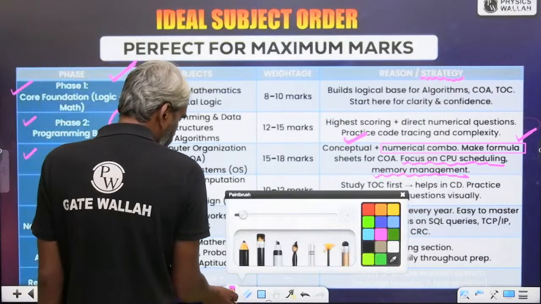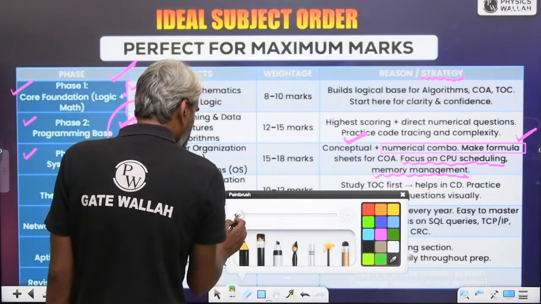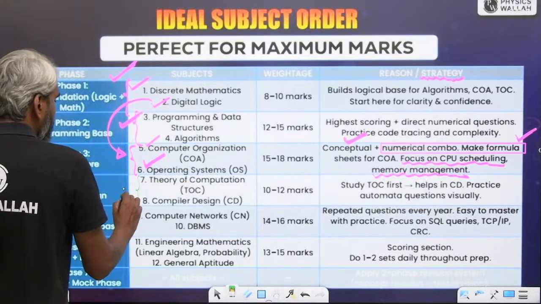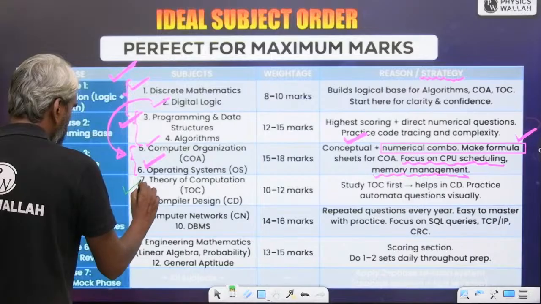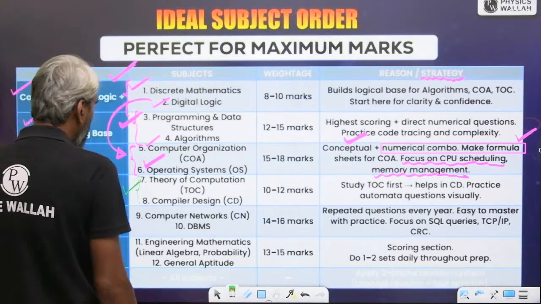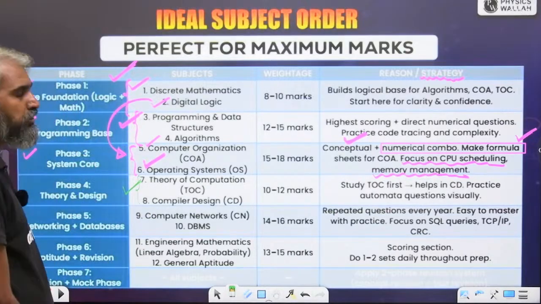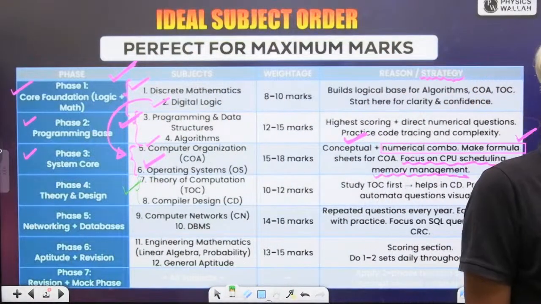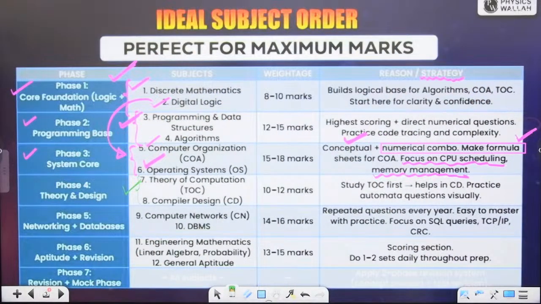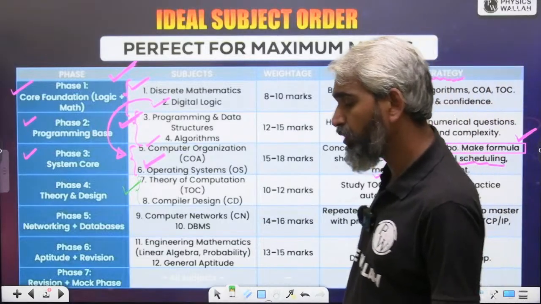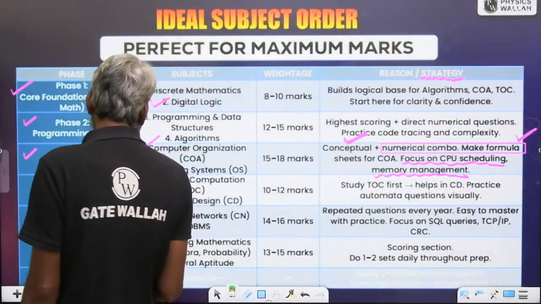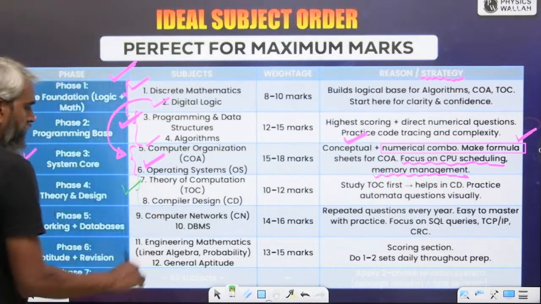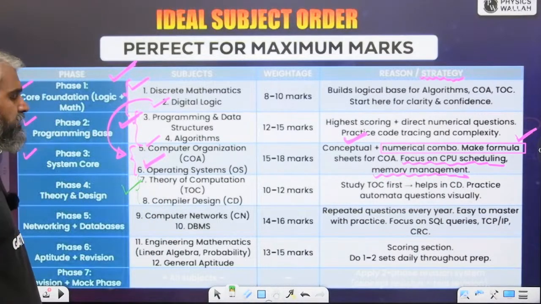Now the next thing is, sir, you may think, TOC and CD, why are these two together? Compiler design may not have that much weightage, but as I said, if you think in terms of greedy algorithm, the efforts that are required to score maximum or full marks in compiler design are very less compared to any other subject. So compiler design will require only 40 to 50 hours, and it is definite that you can score full marks in compiler design.